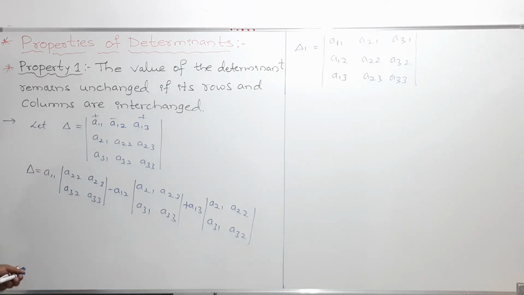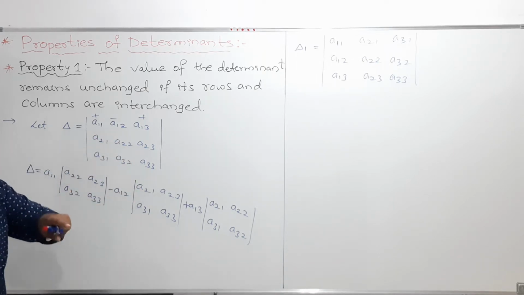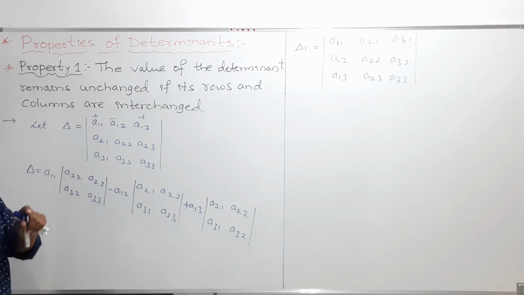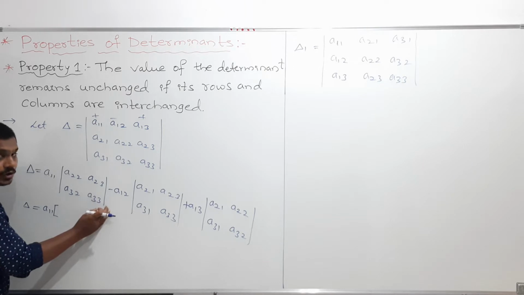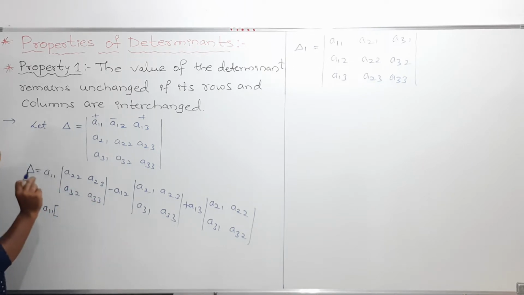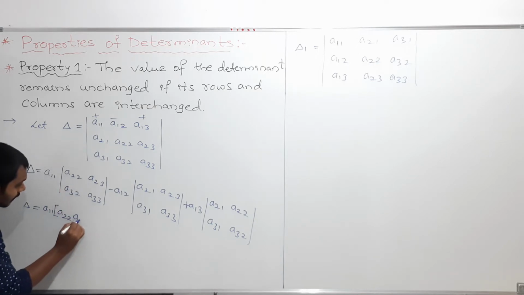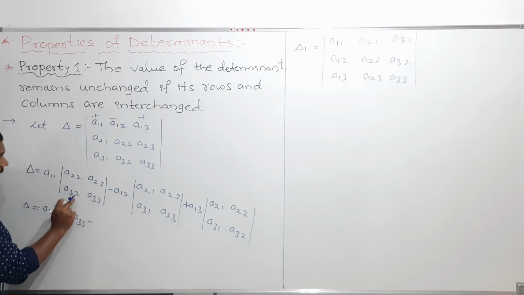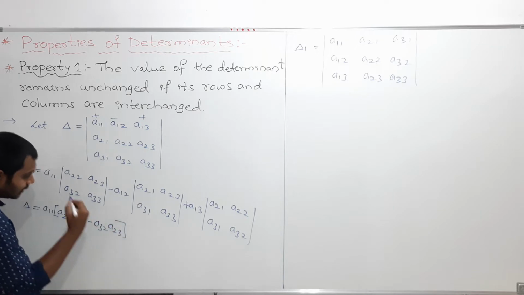If you further simplify this, I am converting the determinant of the order 3 cross 3 in terms of 2 cross 2, because we know how to calculate the determinant of the order 2. Clear? So now further if you simplify, delta is equal to a11 into, I am solving this. So how to solve this determinant of the order 2? This element into this element minus this element into this element. So therefore a22 into a33 minus a32 a23.